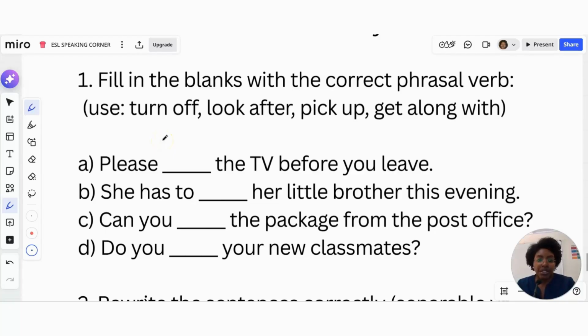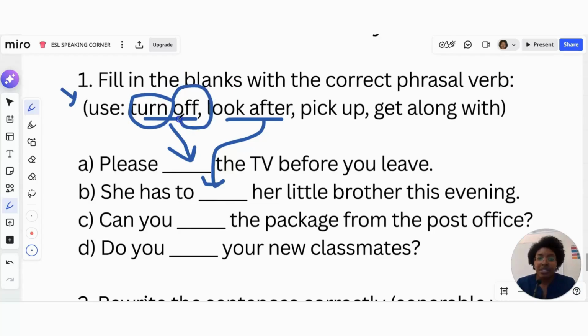Okay, so the first exercise, we have to fill in the blank with the correct phrasal verb. Our choices are here: turn off, look after, pick up, get along with. So let's do A. Please blank the TV before you leave. Turn off the TV. B. She has to blank her little brother this evening. Look after, which is to take care of. And see if you can do the other two. And remember, it's not a phrasal verb unless we have the verb with the correct other little word. Okay, let's go down to the next exercise.